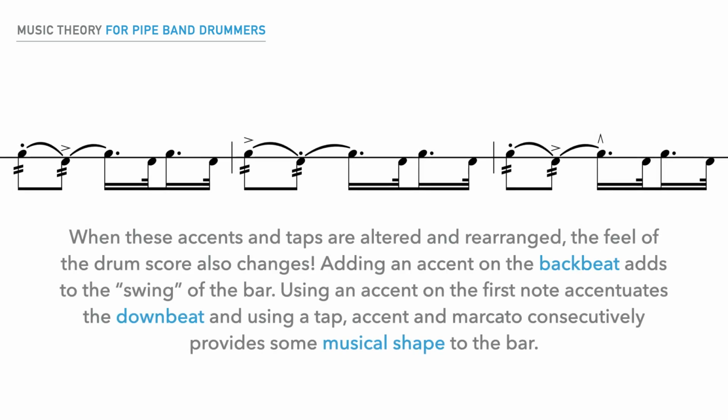When these accents and taps are altered and rearranged, the feel of the drum score also changes. Adding an accent on the backbeat adds to the swing of the bar. Using an accent on the first note accentuates the downbeat. And using a tap, accent, and marcato consecutively provides some musical shape to the bar.